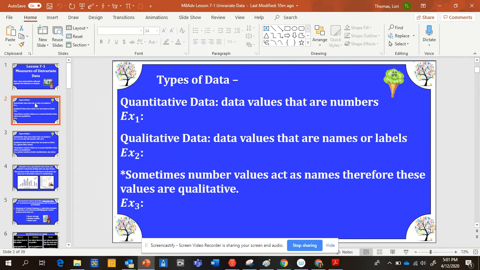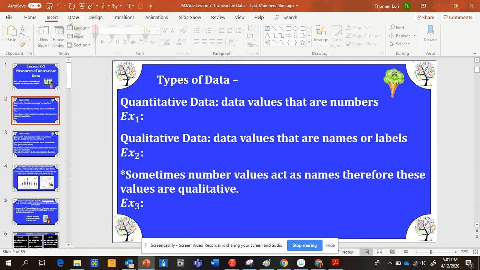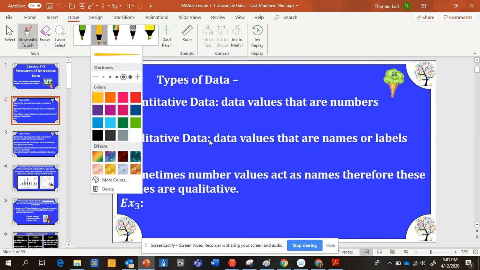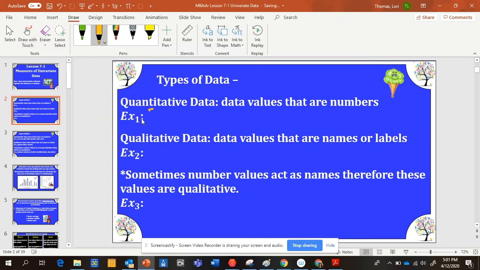So if we were going to describe this ice cream cone using quantitative data, that means we're going to have to use data values that are numbers. For instance, we could say that this ice cream is about, we can just take a guess, maybe 4 inches tall. That's quantitative. We could say that it cost $3 to purchase. We could talk about the volume and give approximate volume. So anything that deals with data values that are numbers is quantitative data.